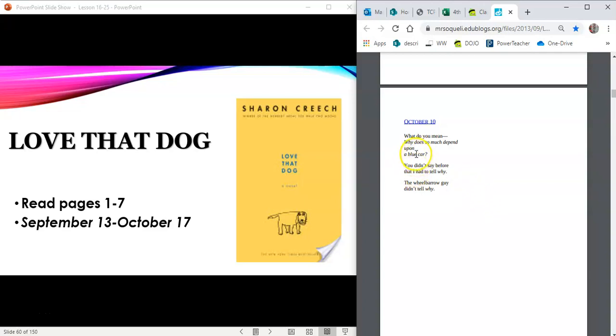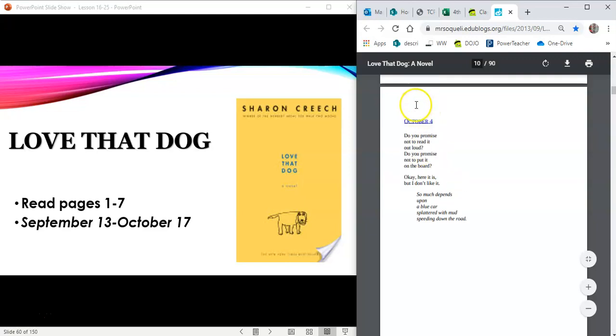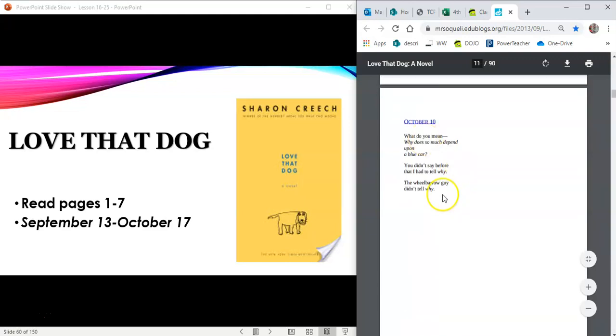What do you mean? Why does so much depend upon a blue car? You didn't say before I had to tell you why. The red wheelbarrow guy didn't tell why. So Jack at the beginning, he was being very negative, right? He didn't want to write poetry. And then later he was like, okay, fine. And he wrote the poem. Remember, when did that happen? October 4. But then what happened on October 10? He's questioning. What is he questioning?